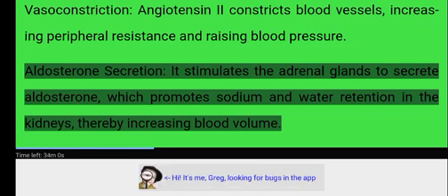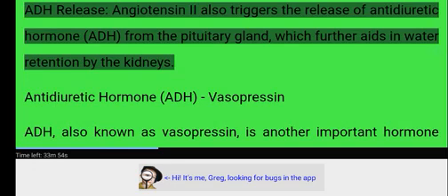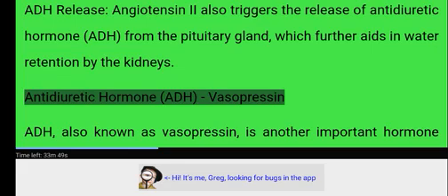Aldosterone secretion. It stimulates the adrenal glands to secrete aldosterone, which promotes sodium and water retention in the kidneys, thereby increasing blood volume. ADH release. Angiotensin II also triggers the release of antidiuretic hormone, ADH, from the pituitary gland, which further aids in water retention by the kidneys. Antidiuretic hormone, ADH, vasopressin.